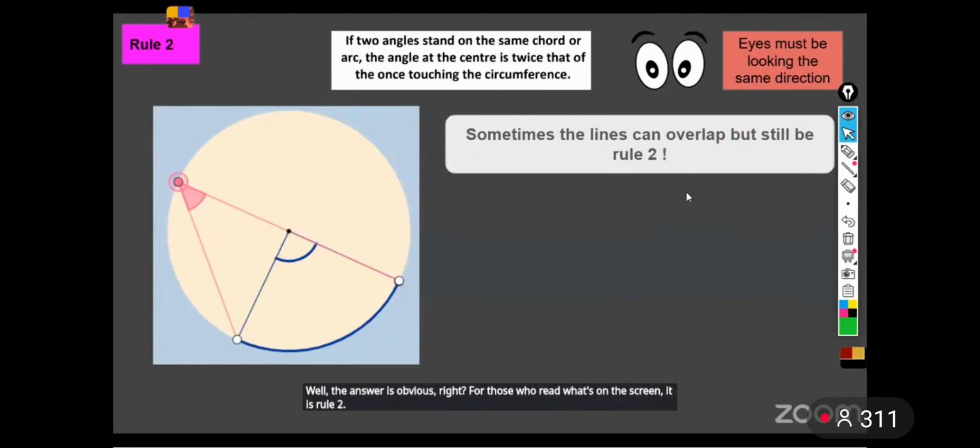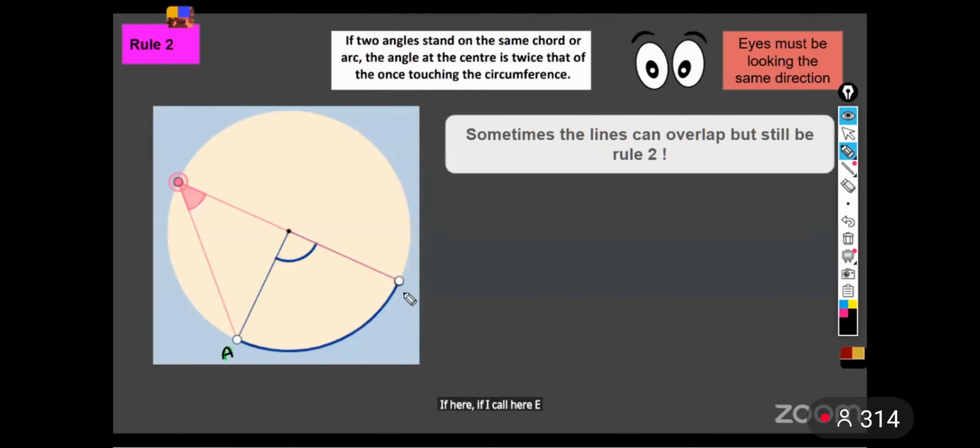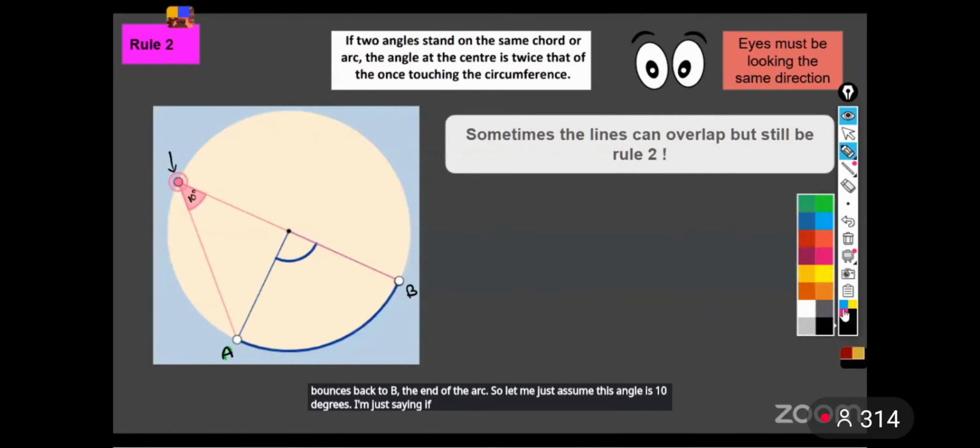But how? You're not seeing two pairs of legs. You're not seeing four legs, but two legs are overlapping. Look at this. If I call here A and I call here B, this red leg is starting at A. It's hitting the circumference. It hits the circumference and bounces back to B, the end of the arc. So let me just assume this angle is 10 degrees. I'm just saying if.